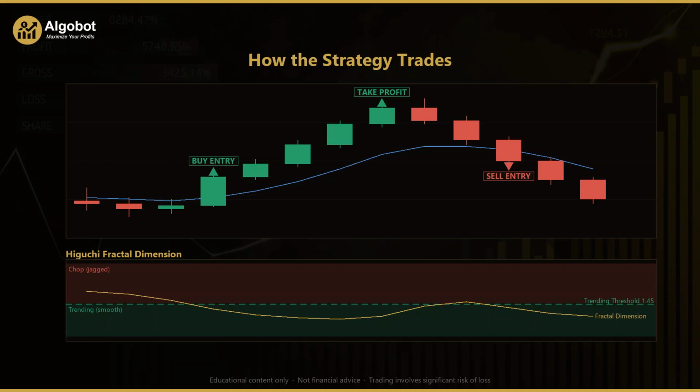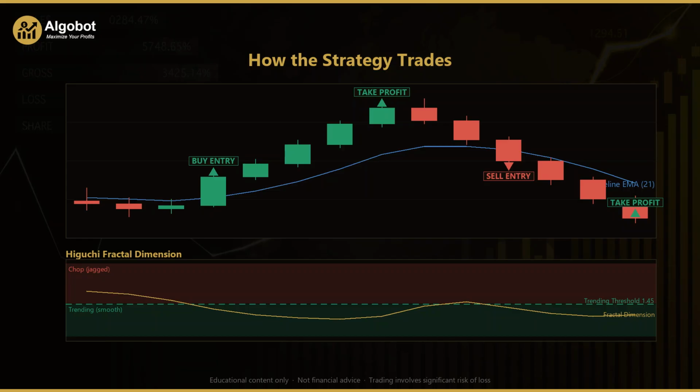Now follow the right-hand side for the short. Price rolls over from the top, and on the candle marked as the sell entry, the close drops below the moving average while that average has turned downward. In the panel below, the fractal dimension slides back under the trending threshold, signaling a smooth, orderly move, this time to the downside. Both conditions line up again, so the strategy signals a short. And because this is a stop and reverse system, if a long had still been open, that opposite signal would have closed it first and then flipped the position.